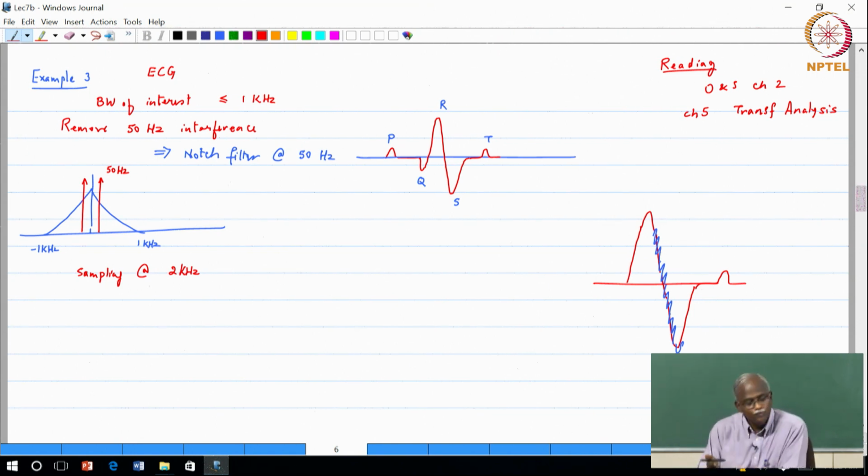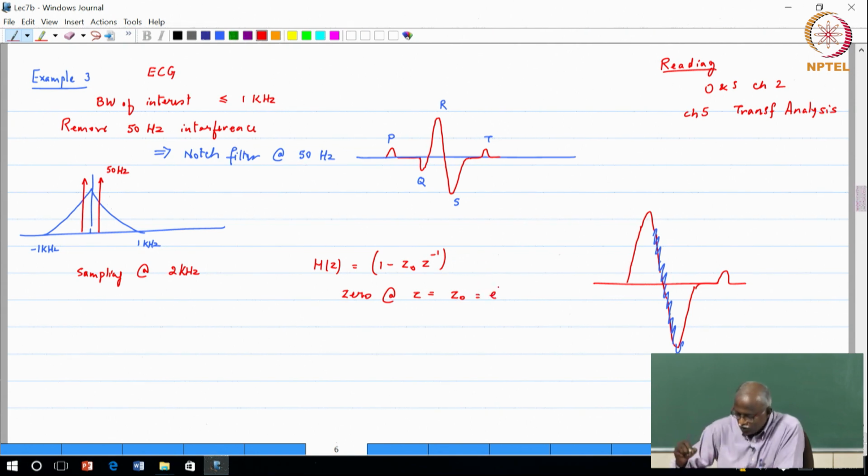So, transform analysis says that if I have to remove a sinusoid completely, I have to put a 0. My transfer function must have a 0 at that frequency. So, my H of z, my discrete time filter's transfer function, whatever else it has, must have a 0 on the unit circle at that frequency. So, basically it must have a transfer function which is 0 at z equal to z naught, okay, and z naught is a 0 on the unit circle. So, we will call it e power j theta, and what is theta?